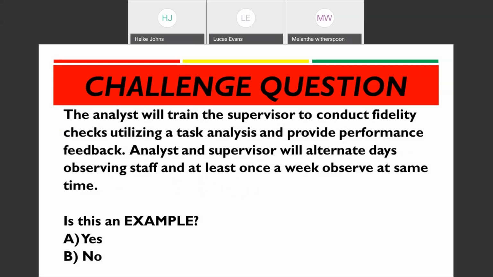So looking at this one, determine if you think this is an example or not. The analyst will train the supervisor to conduct fidelity checks utilizing a task analysis and provide performance feedback. The analyst and supervisor will alternate days observing staff at least once a week to observe the same time. So don't consider the communication to the team in this one. Just think about, is there an explicit standard for implementation performance, and is there a specific plan to do something about it if it's not happening?